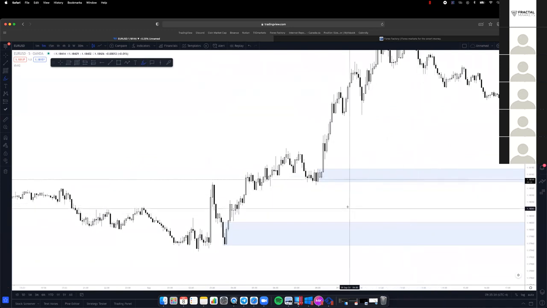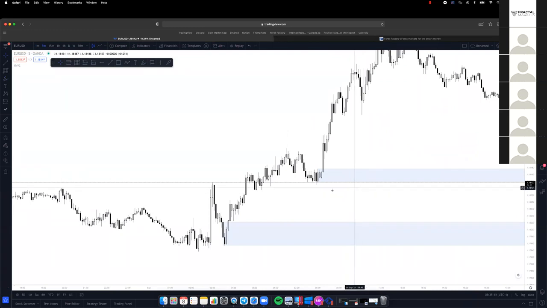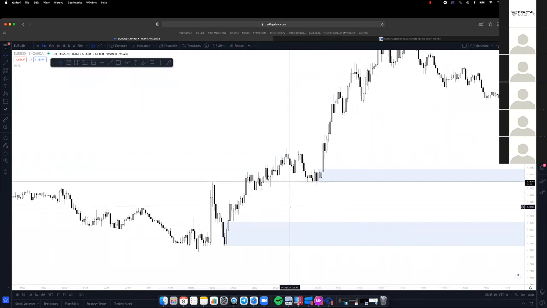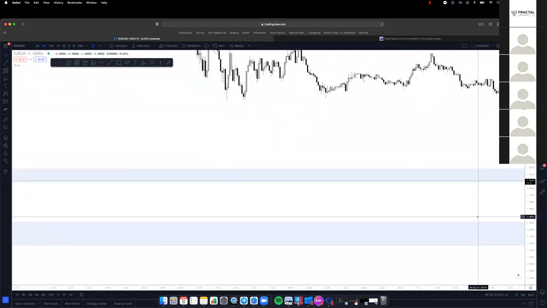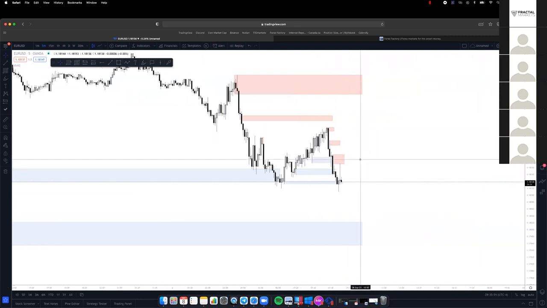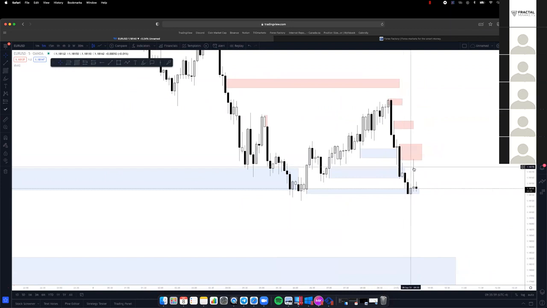Where do you see demand that I've missed here? Could you mark it? Where's the demand zone that I missed? Sorry, 5 minute supply. Okay. I mean, this one that I have drawn. This one right here.